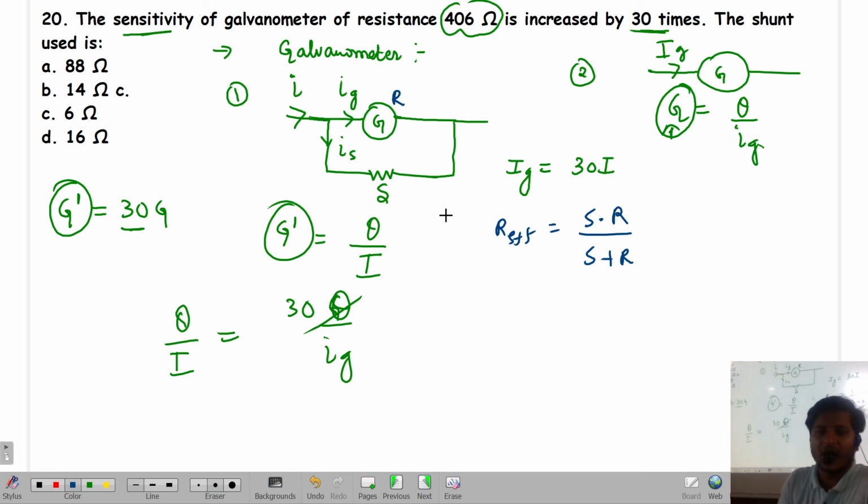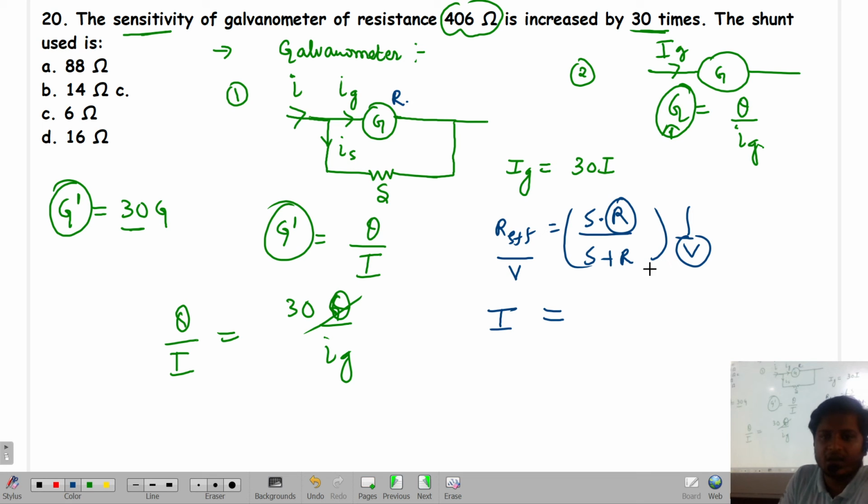Now R effective, if I divide by voltage, I'll have to divide this whole term again by voltage or not? So R effective by voltage is what? Total current. Yes or no? Second thing, R by V. This is my potential difference V. R by V is Ig or not? Yes, sir. So S by S plus R. R by V is what?